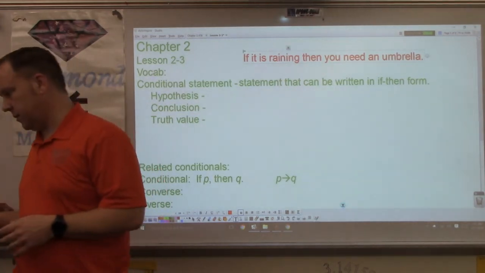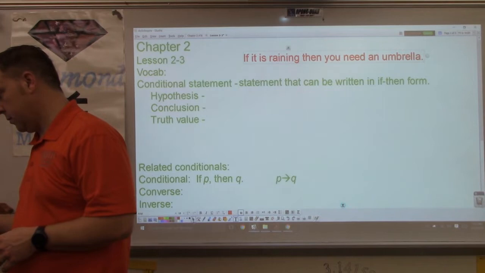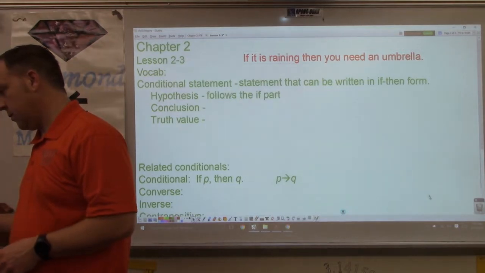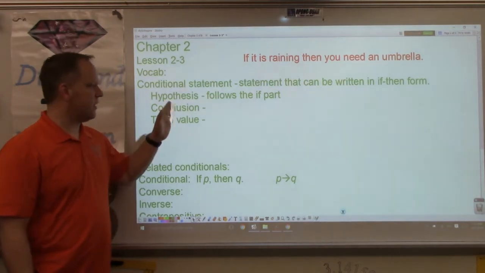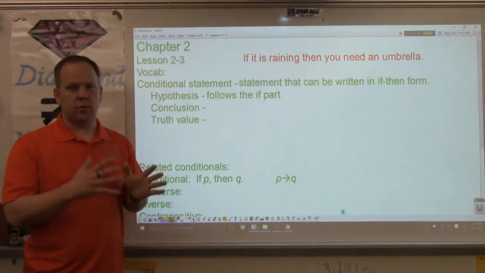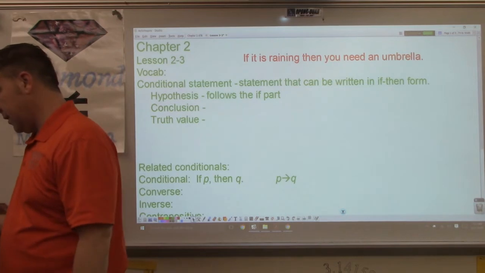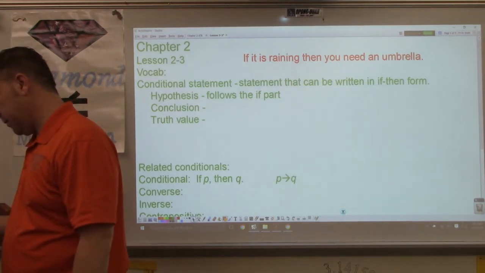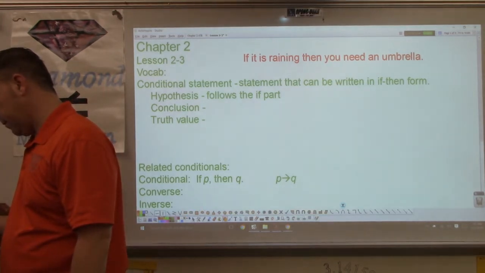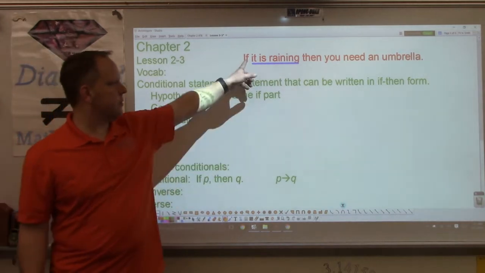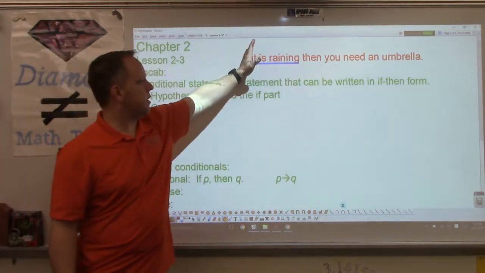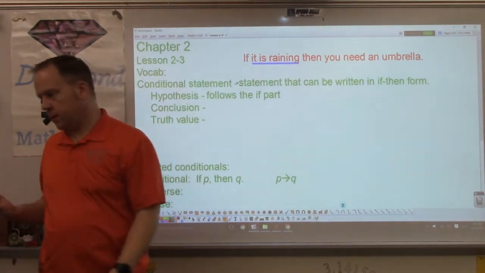The hypothesis, very simple, the part that follows the if. The hypothesis technically does not include the word if, but the words after it. So in my sentence, my hypothesis is it is raining. There's my hypothesis. It is raining. That's it. Does not technically include the word if.